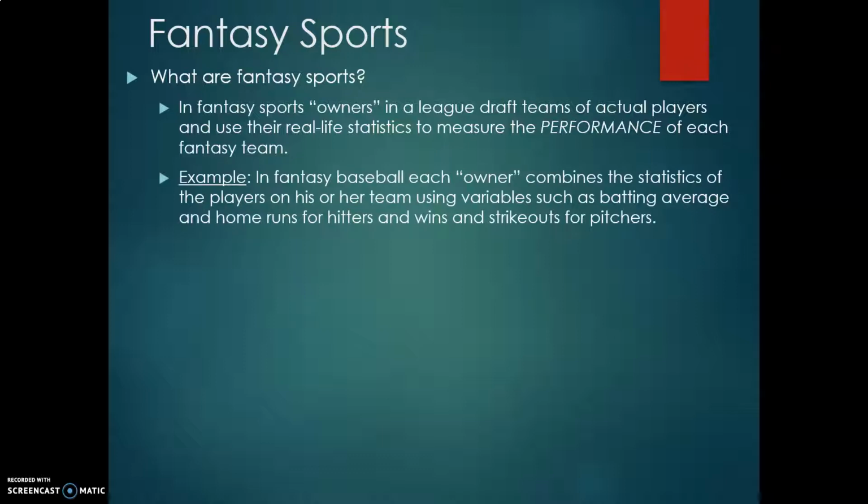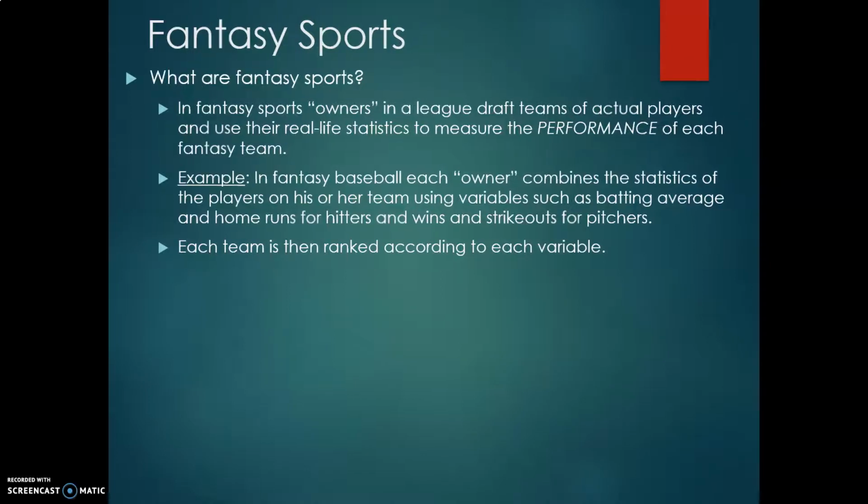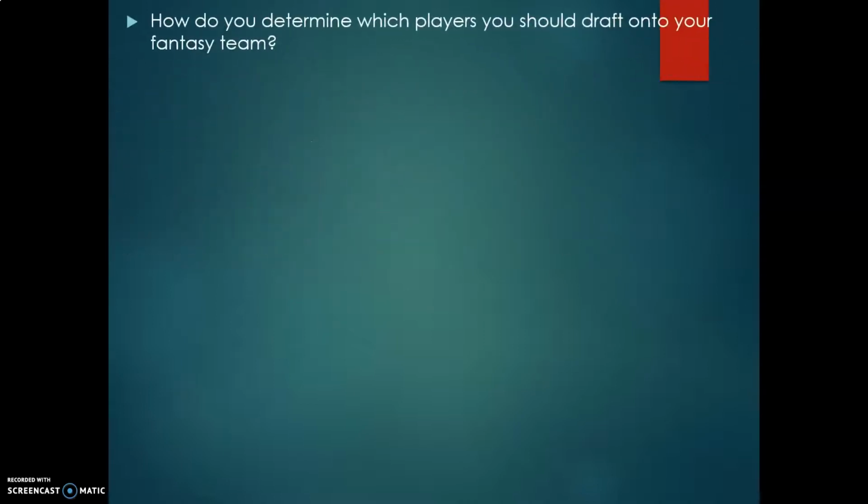In fantasy baseball, each owner combines the statistics of the players on his or her team using variables such as batting average and home runs for hitters, and wins and strikeouts for pitchers. You can get into crazy leagues that have an insane number of variables. Each team is then ranked according to the total point value they earn when all those variables are added up. So how do we determine which players we should draft?